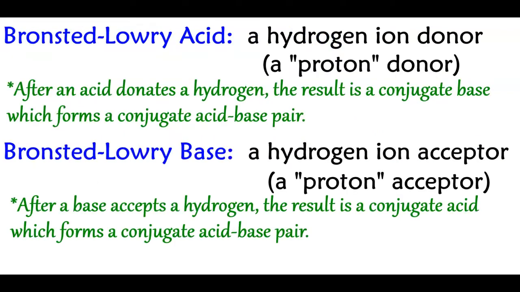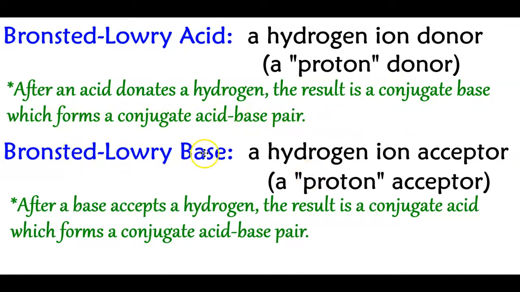some fancy names. So, a Bronsted-Lowry acid is going to be anything that's a hydrogen ion donor. We also say a proton donor instead of hydrogen ion because an H+ ion is essentially a proton. After an acid donates a hydrogen, what you have left over, the result of that transfer, is a conjugate base. And then together they form a conjugate acid-base pair.